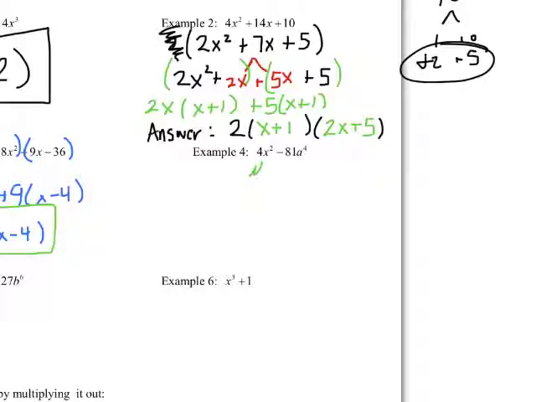What is the square root of 4x squared? So that's 2x. And what is the square root of 81a to the 4th? It's 9a squared. So separate with a plus, separate with a minus. That's the only rule for difference of squares. So this is 2x plus 9a squared and 2x minus 9a squared.